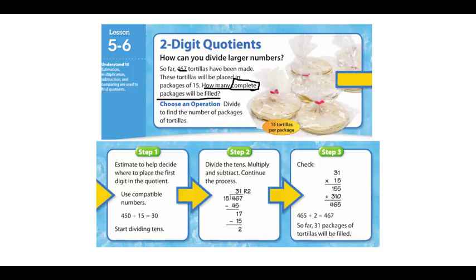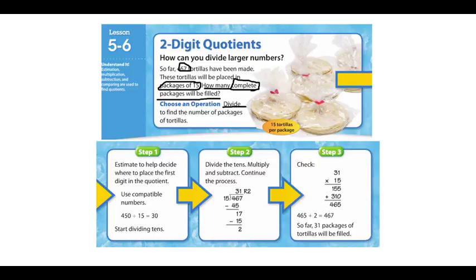Okay, so we know 467 have been made. They'll be in packages of 15. It tells us right down here that we need to divide to find the number of packages of tortillas. Looking at the next steps on your page, Step 1: just like we did in the last lesson, we estimate to help us decide where to place the first digit in the quotient.